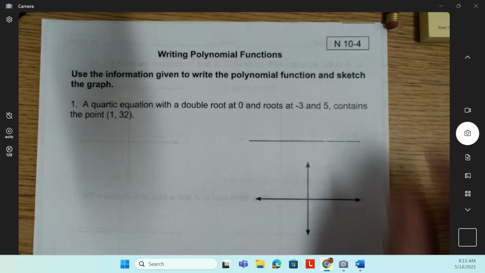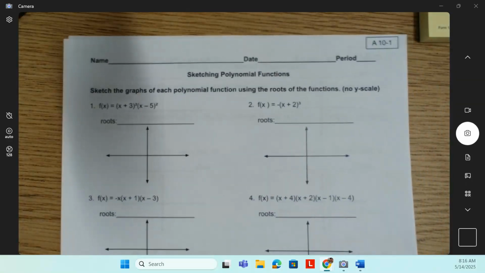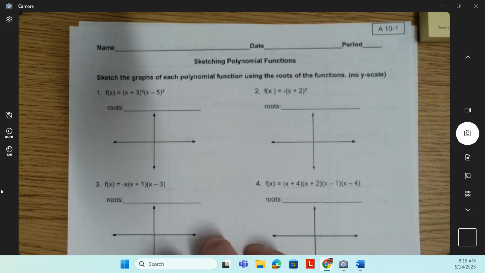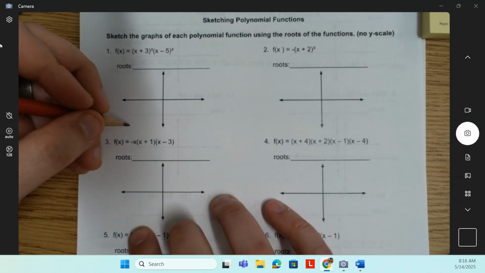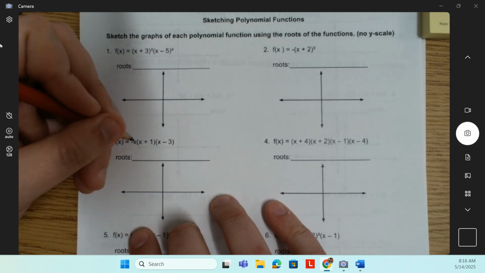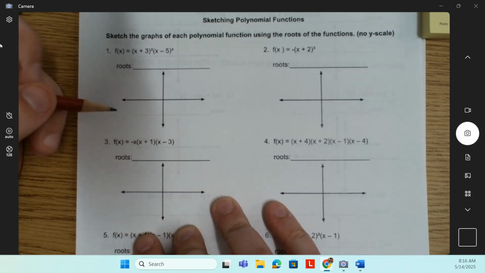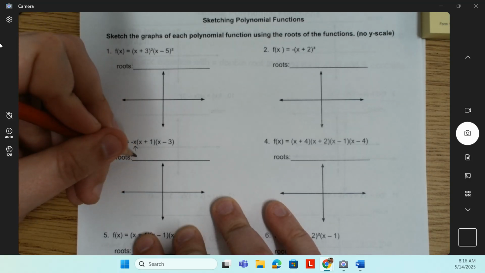Okay, we're going to look at 10.4, but he used 10.1 to go over just a couple of things on the roots and just looking at the assignment here for this. So on 10.1, when I'm looking for the roots of something, and I'm going to start with this number 3 down here, what I've got is negative x, the x plus 1, and an x minus 3. So anytime we have just an x, whether it's positive or negative, that's going to be a root of 0.